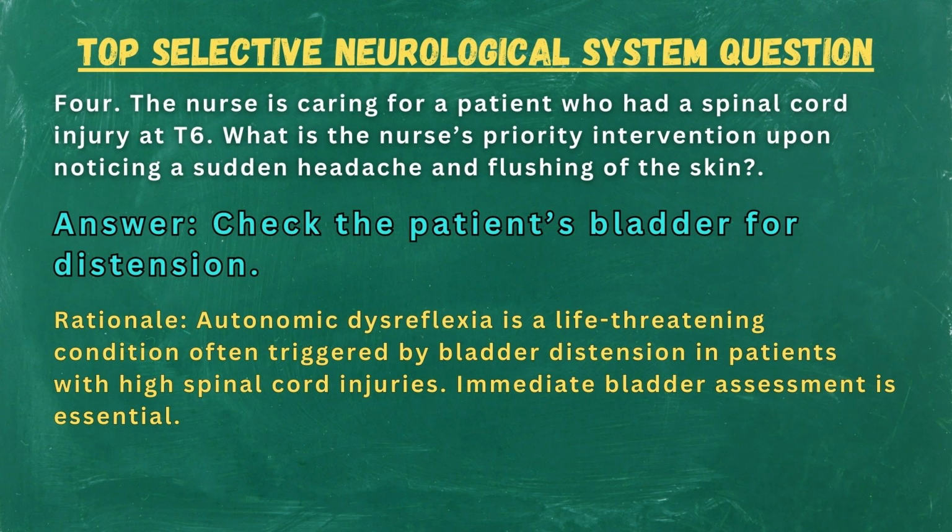4. The nurse is caring for a patient who had a spinal cord injury at T6. What is the nurse's priority intervention upon noticing a sudden headache and flushing of the skin? Answer: Check the patient's bladder for distension. Rationale: Autonomic dysreflexia is a life-threatening condition often triggered by bladder distension in patients with high spinal cord injuries. Immediate bladder assessment is essential.